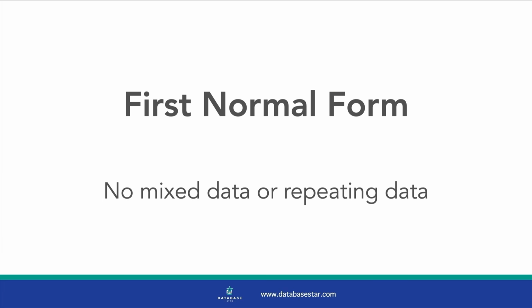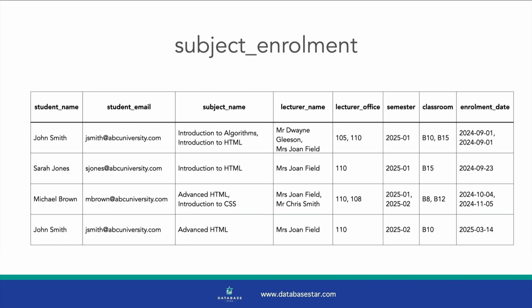The first step in the normalization process is called first normal form. To achieve this, there needs to be no mixed data or repeating data. What does this mean? Here is our sample data again. The mixed data or repeating data means that there is more than one value in a cell or more than one value in a column for a single row.